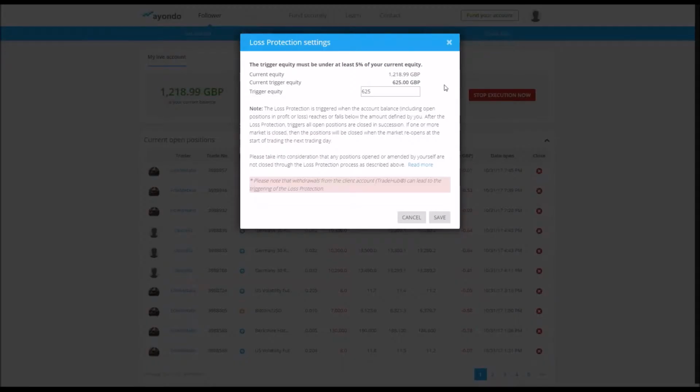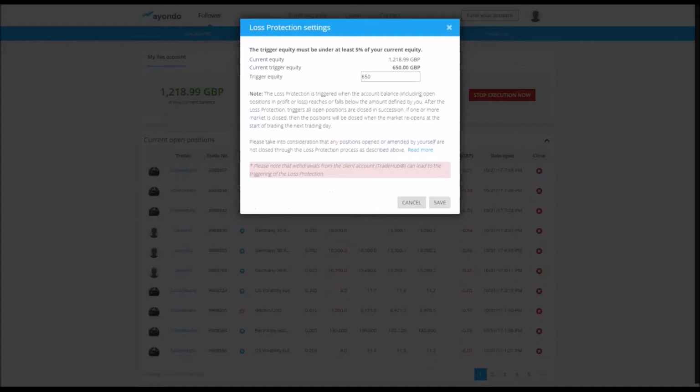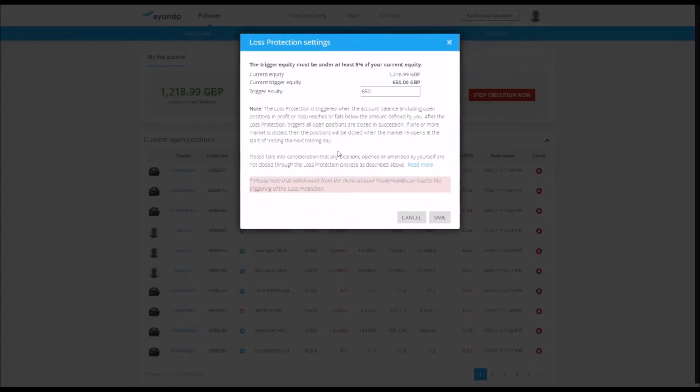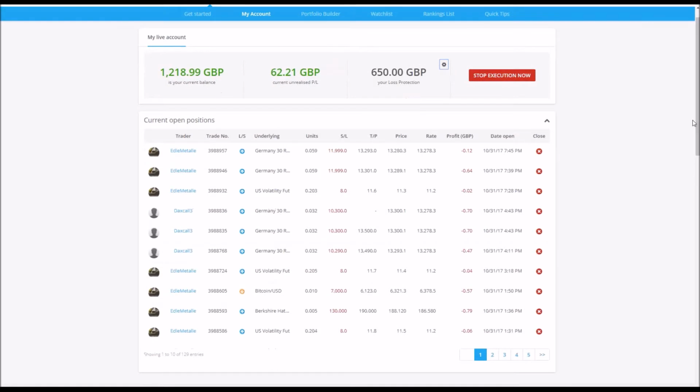So if I click on here, I can choose a level. I can say, well, if the balance of my account drops to £650, close everything, close all the trades, and stop following any new trades. So it's like having a stop loss on my account. So I can set that to be whatever I want it to be within, I think it's 5% of the current equity, the current balance. Okay, so that's it in a nutshell.